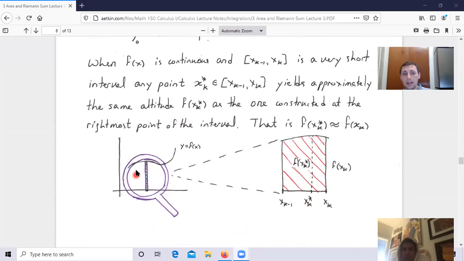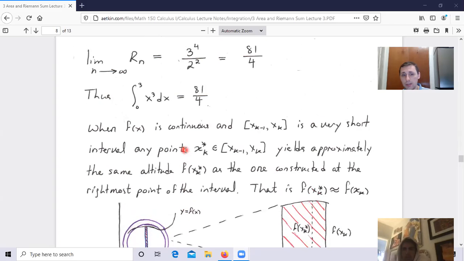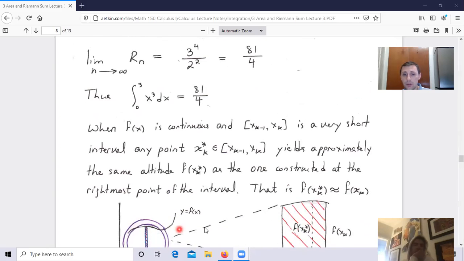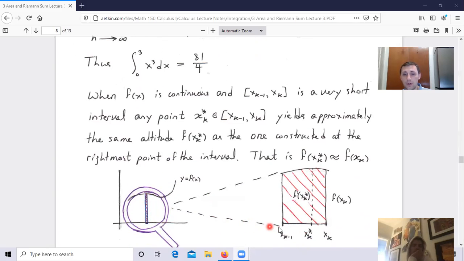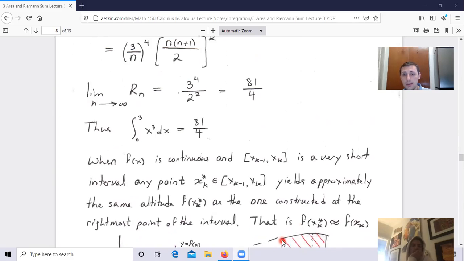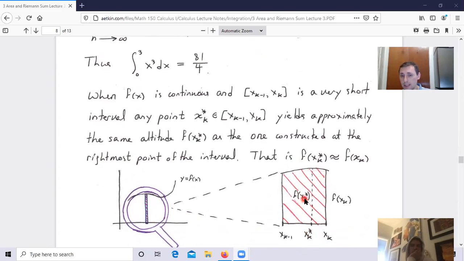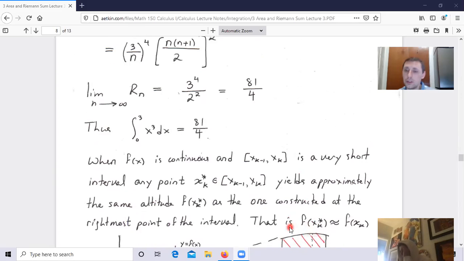Now, here is again, I'm trying to illustrate by such pictures what's going on, right? So this is y equals f of x. This is a typical rectangle erected below this curve. Now, if you were to zoom in at that part of the curve, from xk minus 1 to xk, it doesn't have to be necessarily a rectangle. But the idea is if it's very thin, there is very little difference in altitude no matter where you pick the xk. I call it xk star this way. It could be the rightmost point, the leftmost point, or anything in between. The altitude that you would have obtained for that rectangle would essentially be the same.